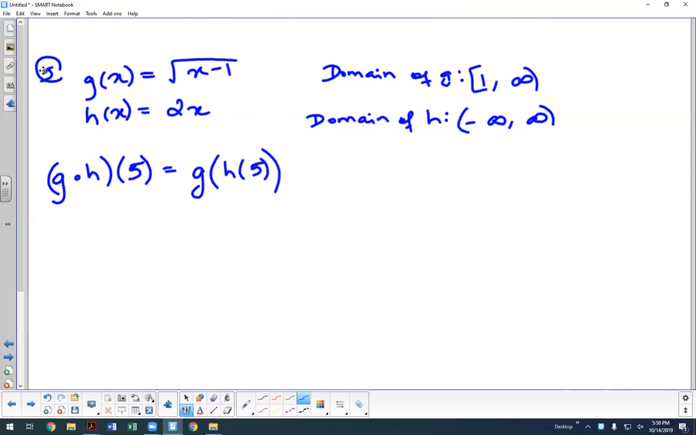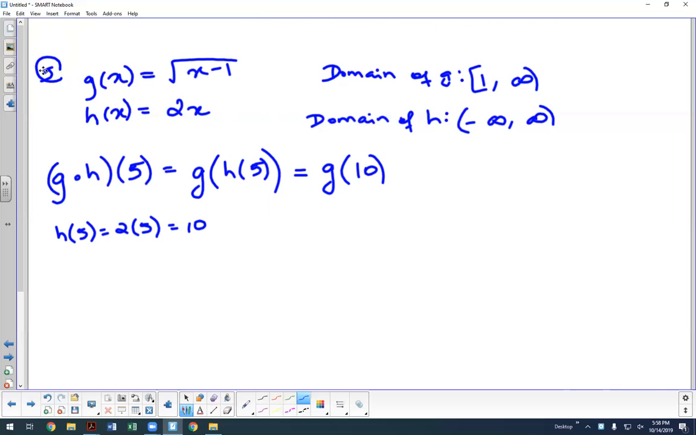So start with the h function, evaluate that at 5, which will give you 10, right? Because you're doing h at 5, which becomes 2 times 5. 2 times 5 will become 10. If you want, you can do a little scratch work on the side, so you know where you got the 10 from. And then what will be g of 10?